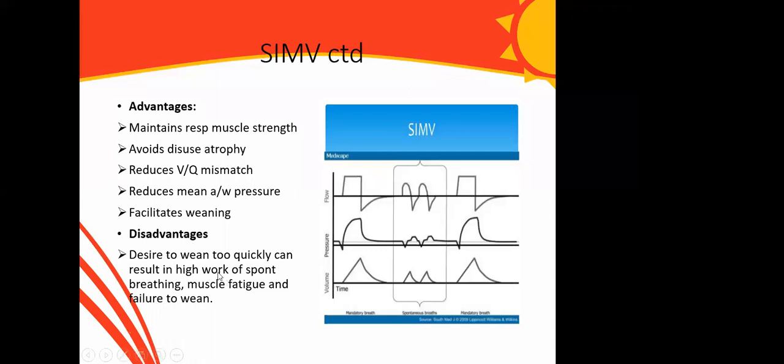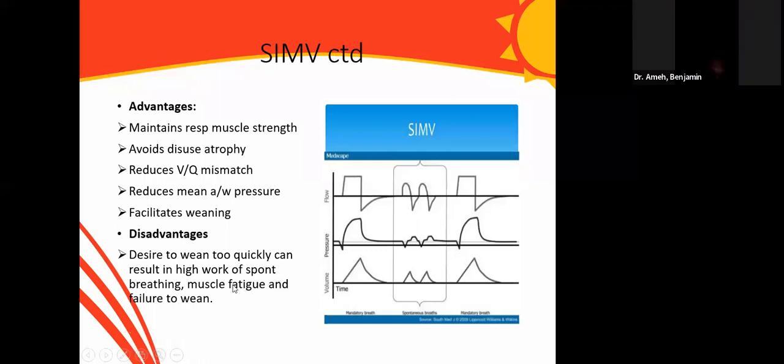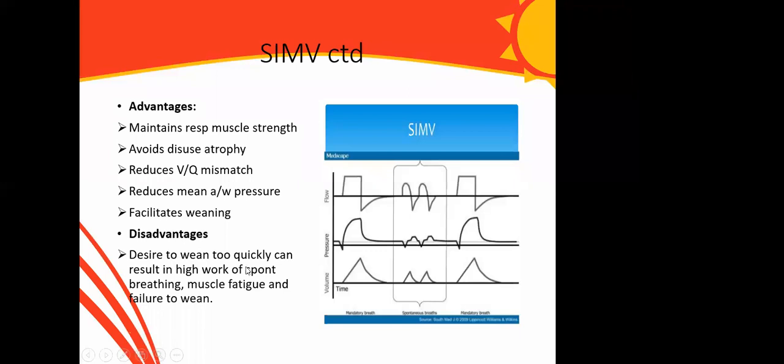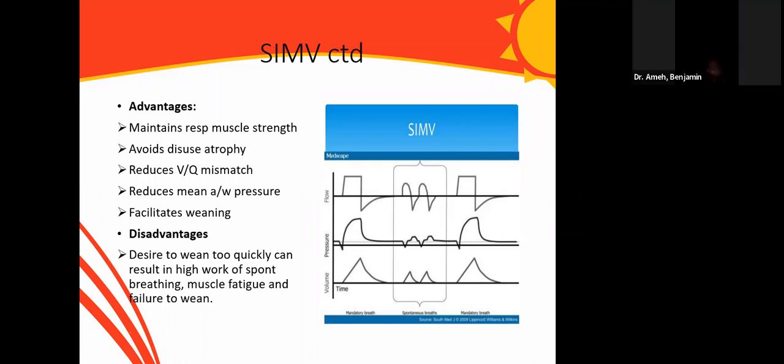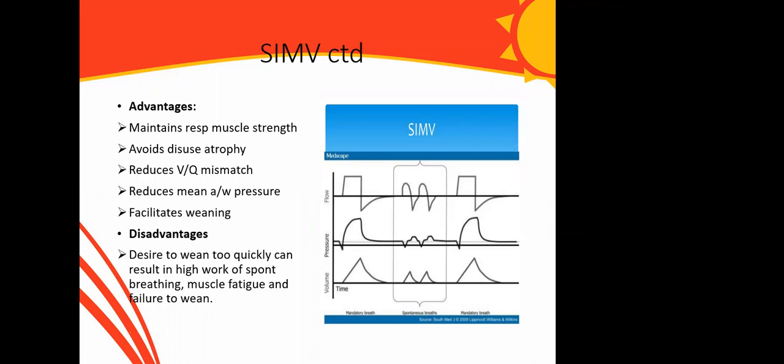Disadvantages include the desire to wean quickly, and this can lead to failure to wean. You see that the patient is taking some breaths, and you say, oh, let me wean the patient off. When you wean the patient off too quickly, you can have increased work of spontaneous breathing, and the patient may fatigue, and you will have what we know as failure to wean. So it's very important for you to clinically observe your patient before you attempt weaning, especially with SIMV mode.